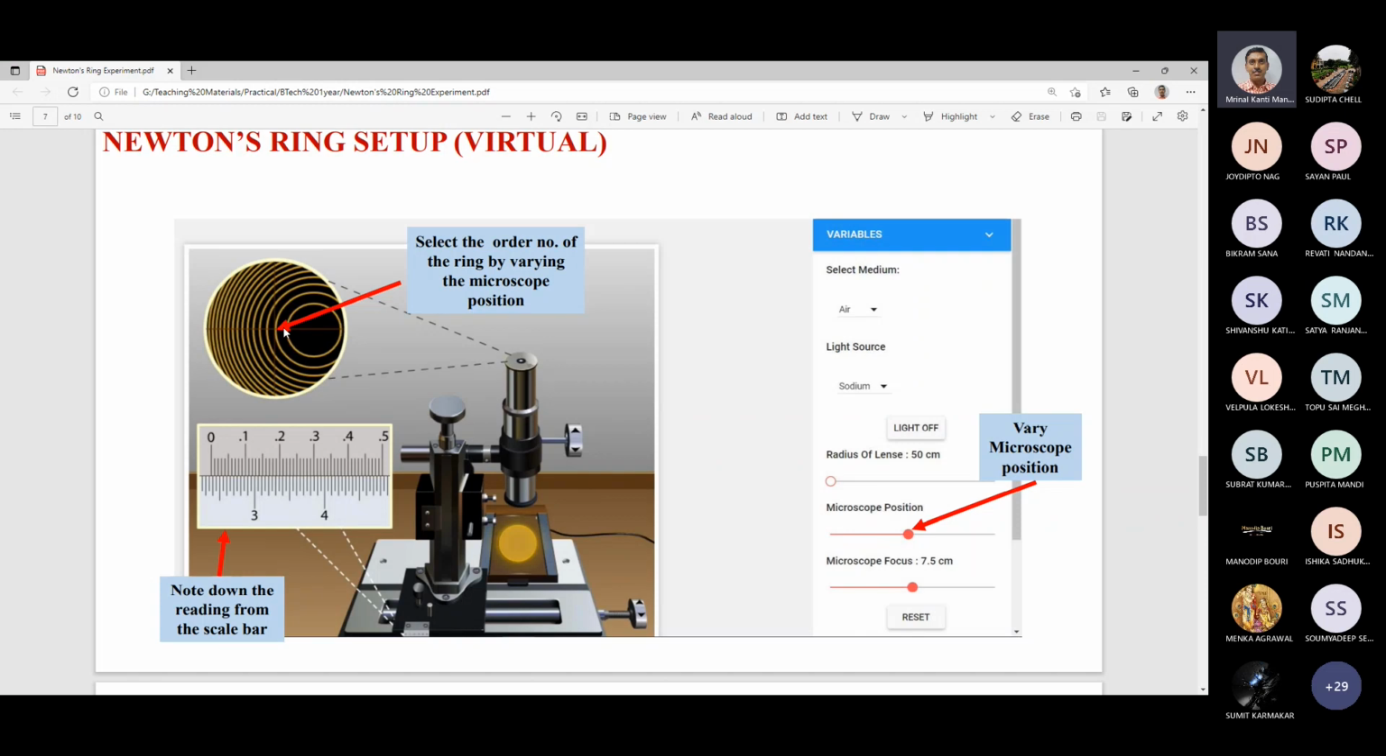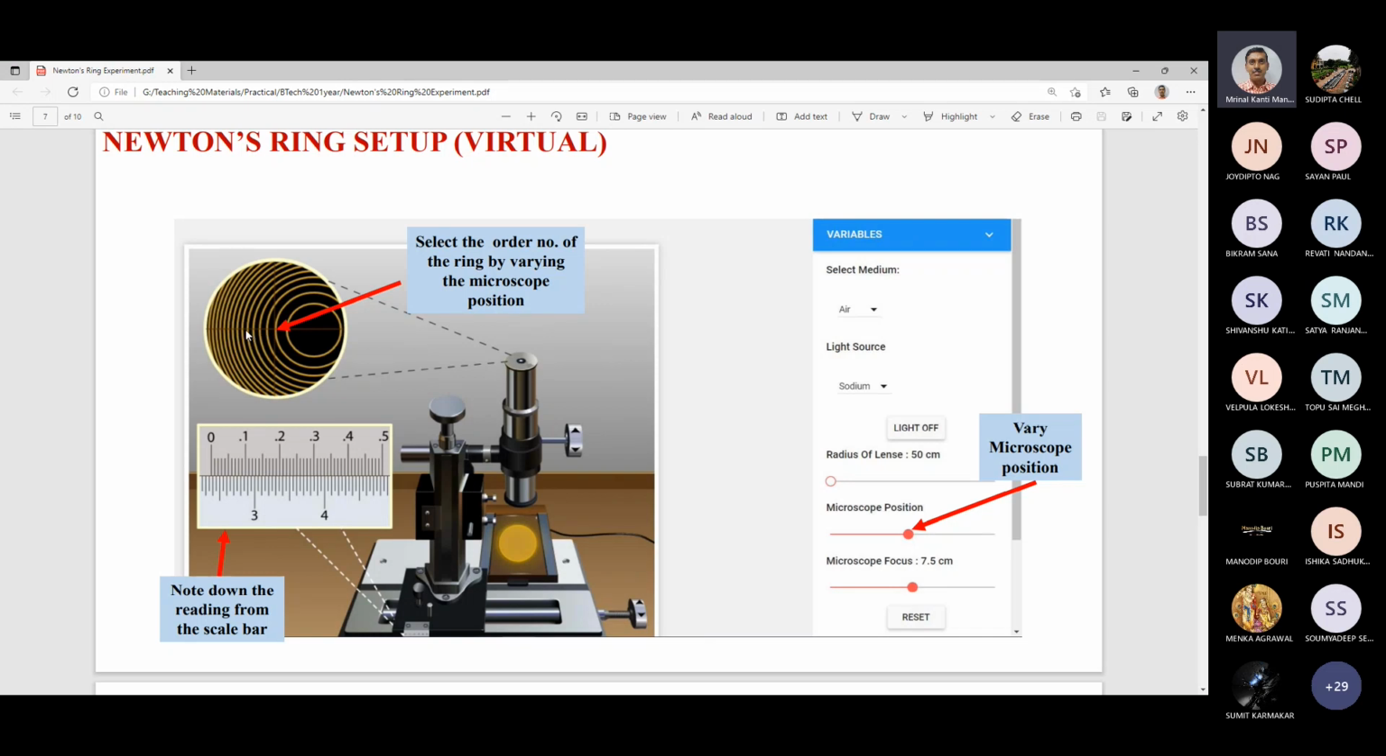Now, if we fix this second ring at this position and at this position, and take these two readings, the difference gives you the diameter of the nth ring, that is n equal to 2, the second ring. We take the reading of the left side and the right side for a particular ring. Then we take the difference between these two readings, which is the diameter of the second ring. Next we count, there are 6 rings.